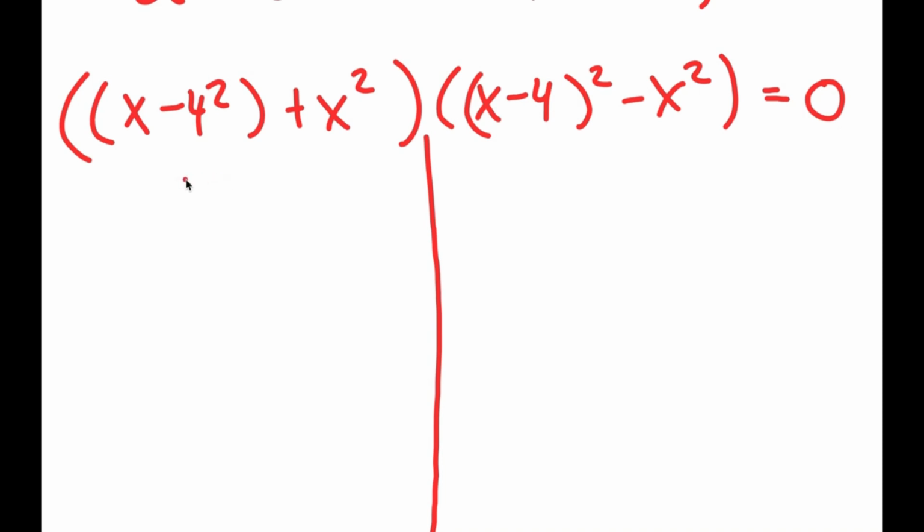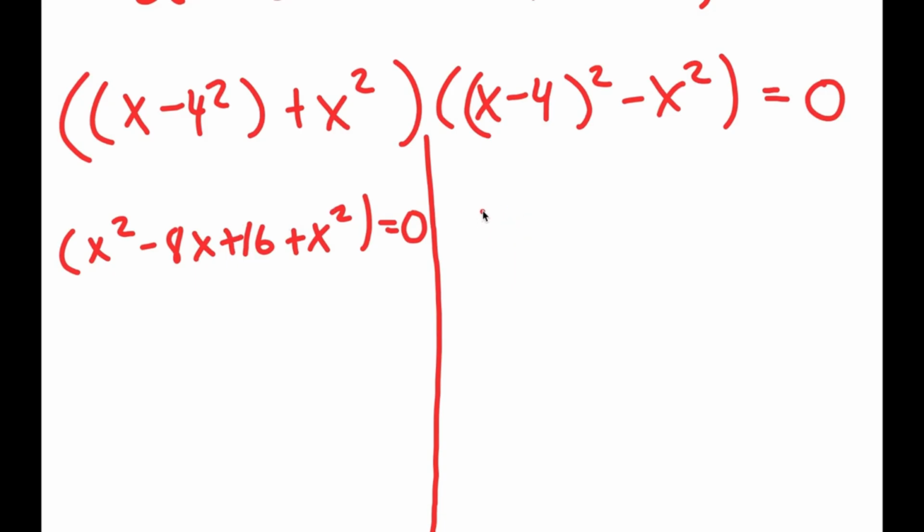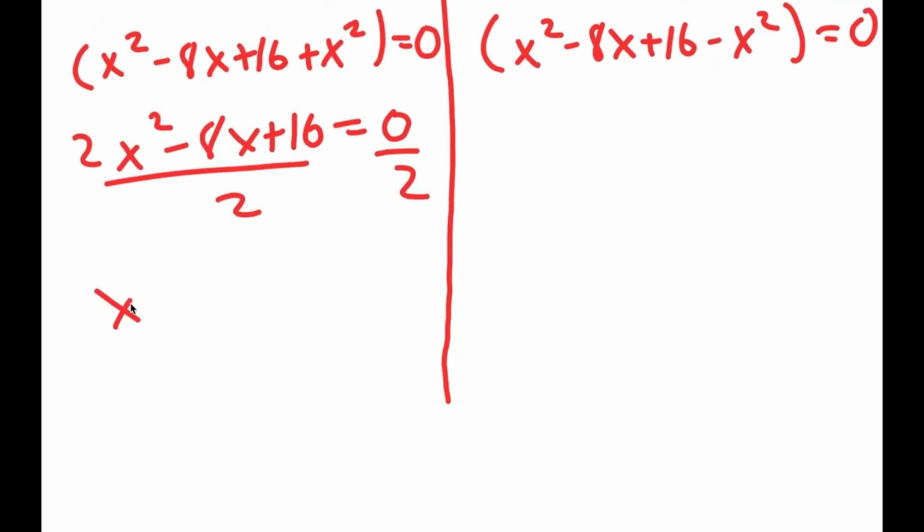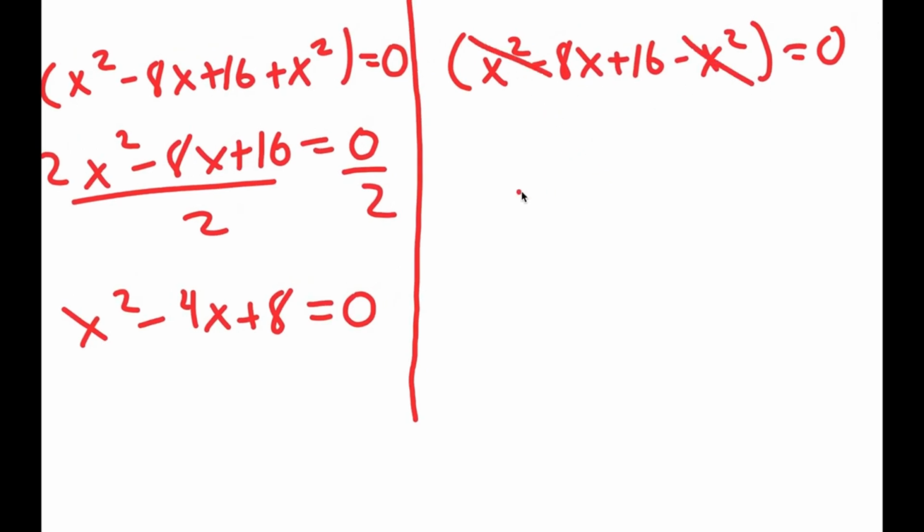So (x minus 4)^2 is equal to x squared minus 8x plus 16. So I have this plus x squared is equal to 0. This is one equation. And I have x squared minus 8x plus 16 minus x squared is equal to 0. So for my left-hand side, I get 2x squared minus 8x plus 16 is equal to 0. And if I divide both sides by 2, I get x squared minus 4x plus 8 is equal to 0. For my right-hand side, these two cancel out, and I get negative 8x plus 16 is equal to 0.